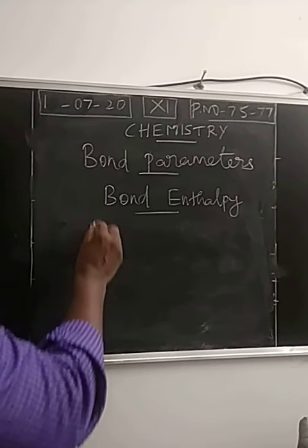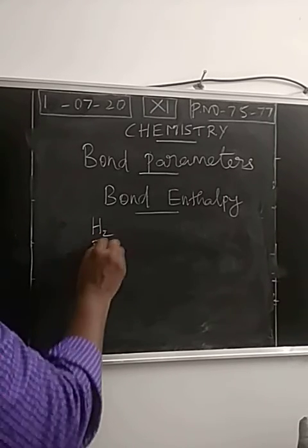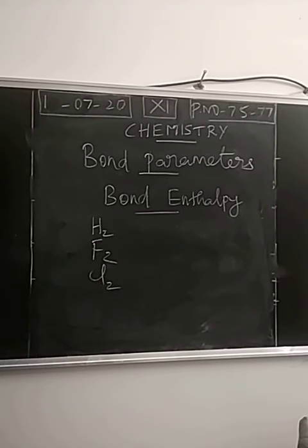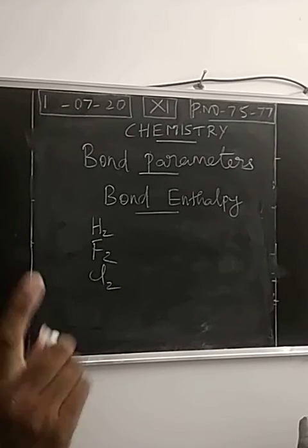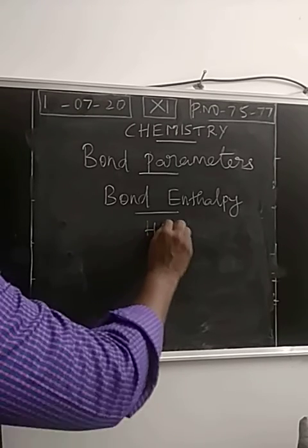For diatomic molecules like hydrogen, fluorine or chlorine, only one single bond is present. So we can easily calculate the bond enthalpy, right? How much energy is given. For a homonuclear diatomic molecule the value can be calculated easily, but it becomes different when you take polyatomic molecules like H2O.